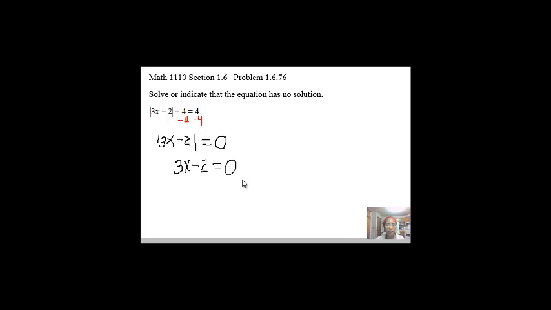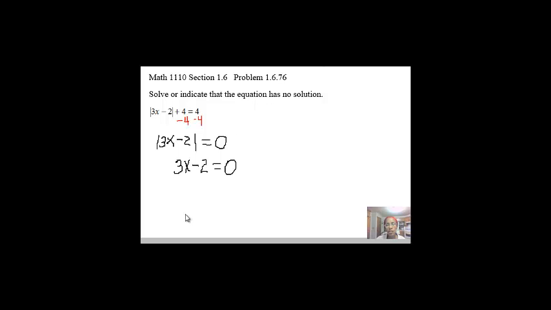Notice that if this number was negative, we did not go any further. We knew that there would never be any solutions. If this number, once the absolute value is isolated on the other side of the equals, is positive, then we get two equations separated by the word or.